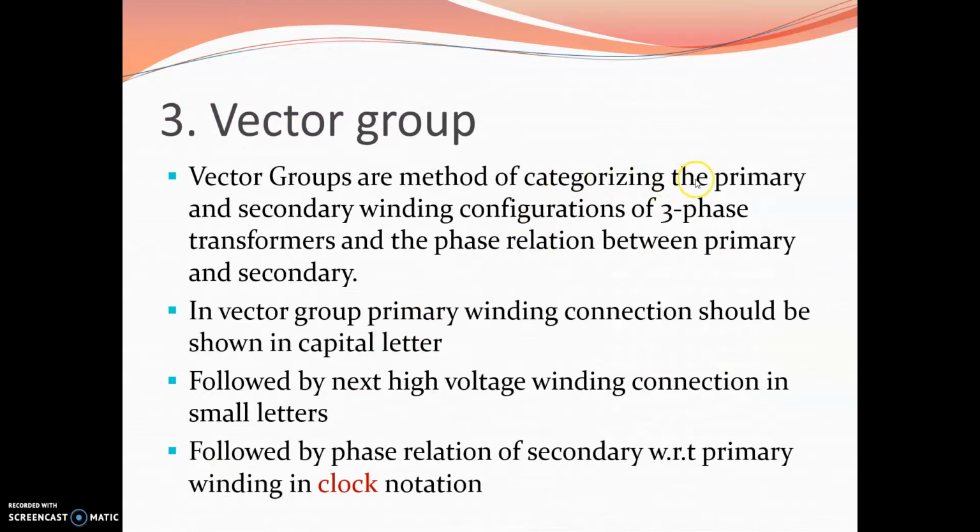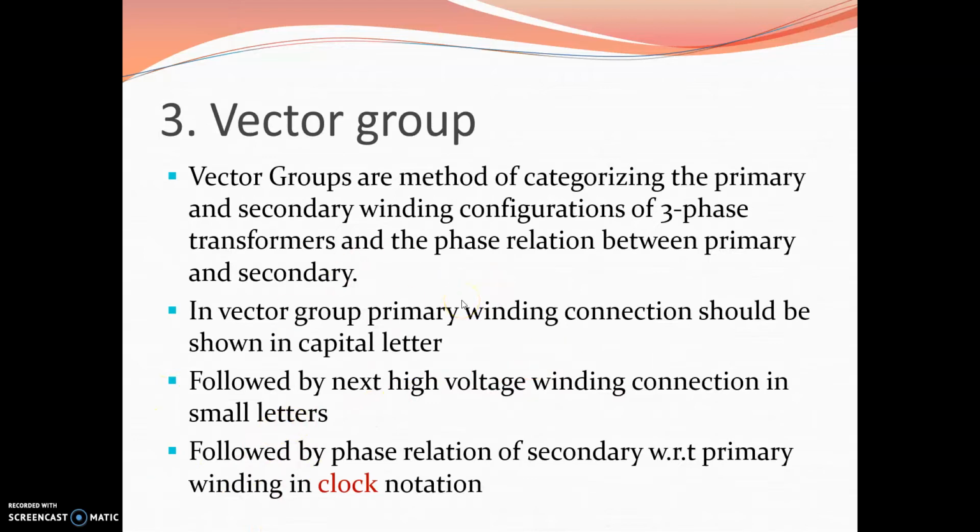Vector groups are the method of categorizing the primary and secondary winding configuration of a three-phase transformer and the relationship between the primary and secondary windings. In the vector group, the primary winding connection should be shown in capital letters and the secondary winding in small letters, followed by the phase relationship of primary with respect to secondary, given by the clock notation.